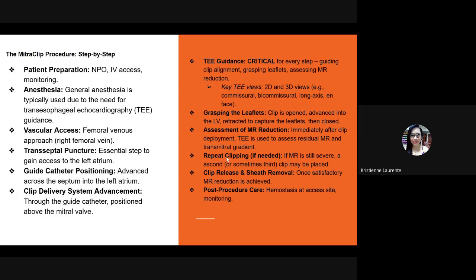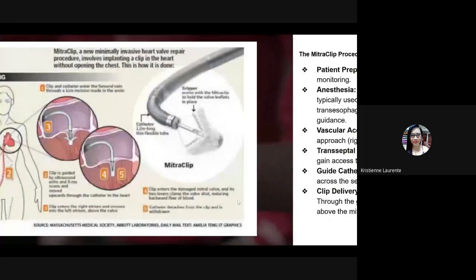So there is also, if needed, what we call reclipping, repeating the clipping. If MR is still severe, a second clip may be placed. So this is clip release and sheet removal: once the doctors, or once the TEE result, gave you a significant reduction in mitral regurgitation, then they will release the clip and remove the sheet. Post-procedure care, of course, is hemostasis and access site monitoring.